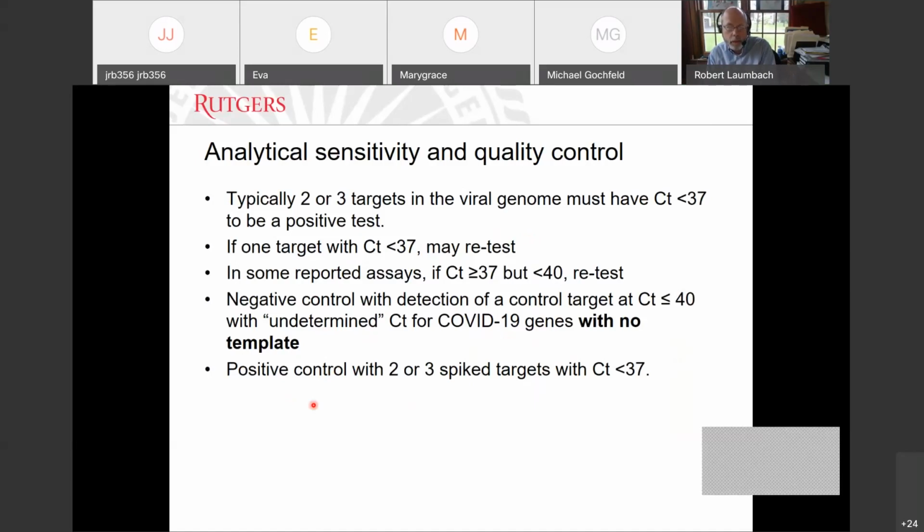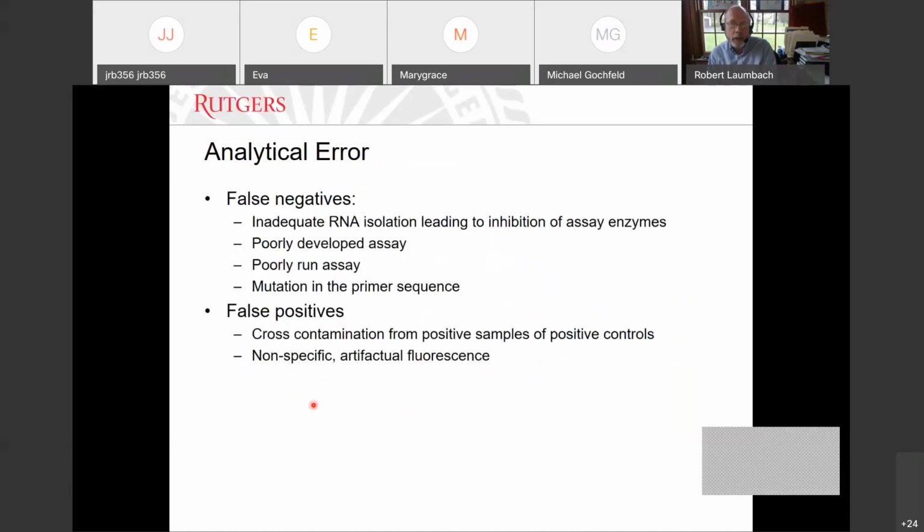As declared in that quote that I said earlier, analytically it's very sensitive. But again, there could be false negatives analytically as well if there's inadequate RNA isolation, because you can have inhibition of the assay enzymes, which slow the reaction down. The assay itself may just be poorly developed in terms of the primers, for example, or other elements of the assay. It's relatively simple, but also has some complexity. And then it's a poorly run assay. Again, any type of sloppiness or whatnot can lead to false negatives.